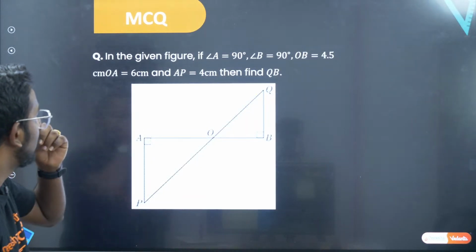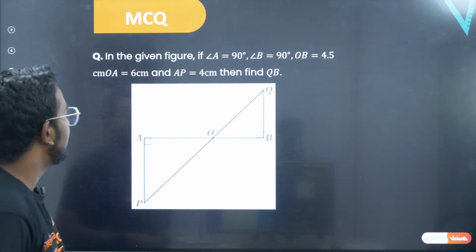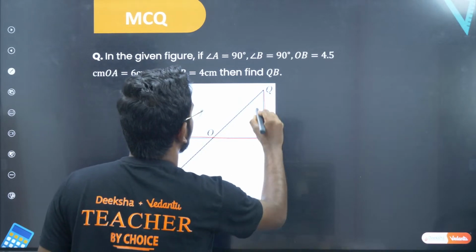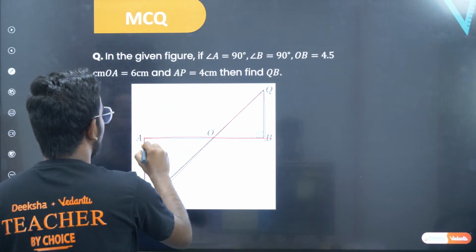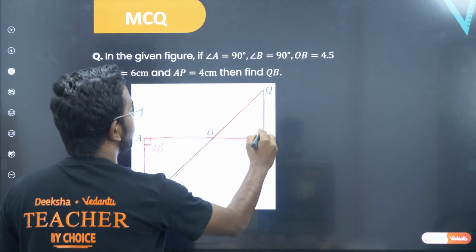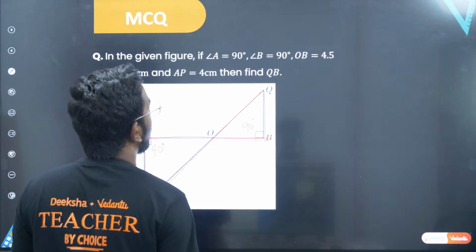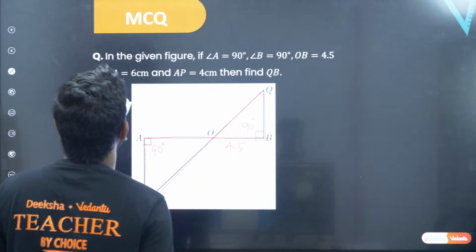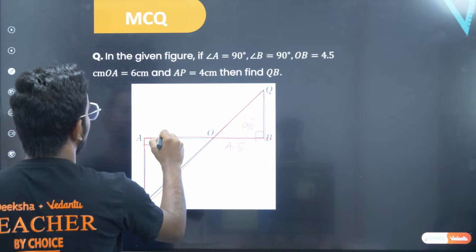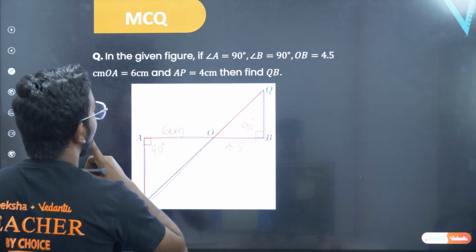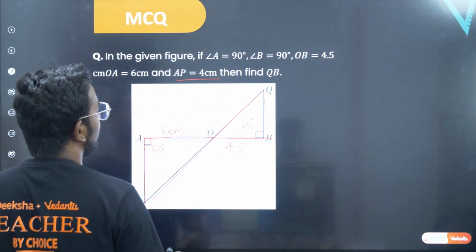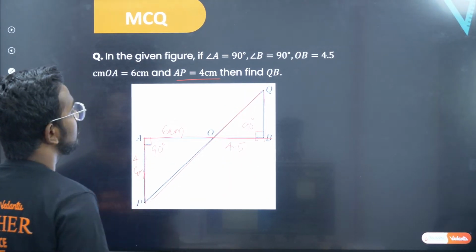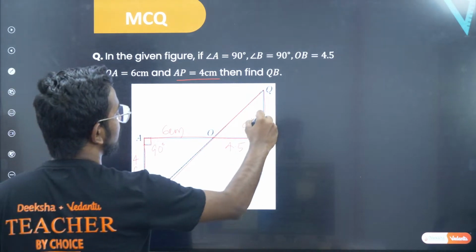In the figure, angle A is 90 degrees, given. Let me draw this once more. So you have this. Angle A is 90 degrees, angle B is 90 degrees, given. OB is equal to 4.5 centimeters, given, and OA is equal to 6 centimeters, given. AP is equal to 4 centimeters, given. Now find QB. My job is to find what this is.